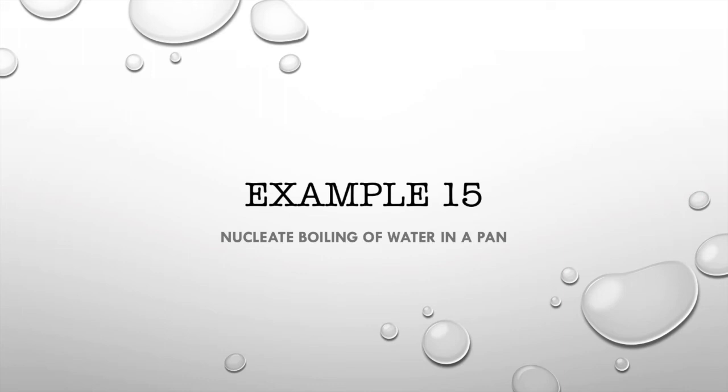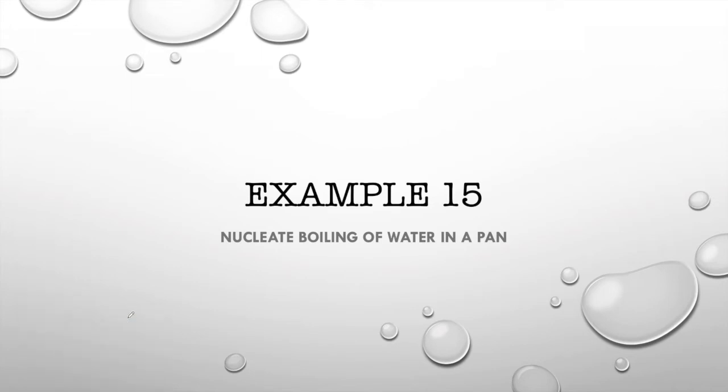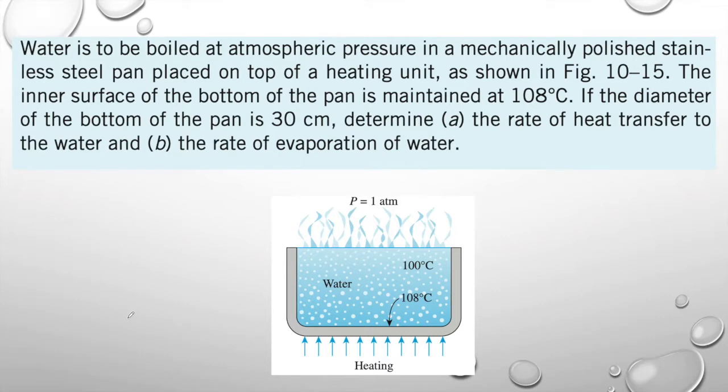This is example 15. This example focuses on nucleate boiling of water in a pan. This is the question. Water is to be boiled at atmospheric pressure in a mechanically polished stainless steel pan placed on top of a heating unit, as shown in the figure below.